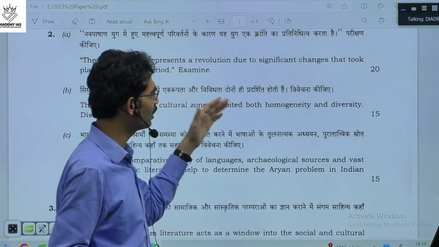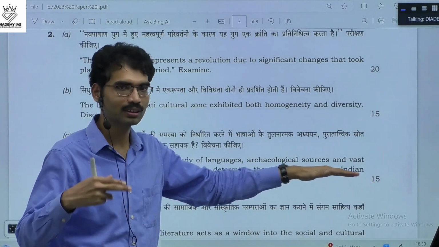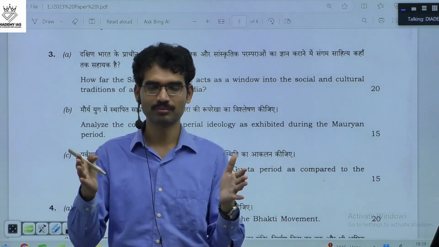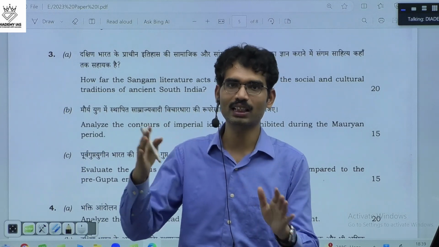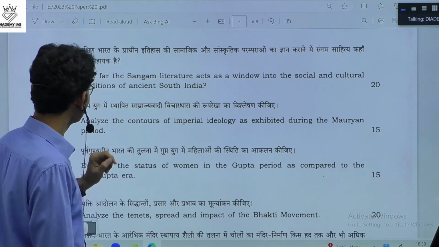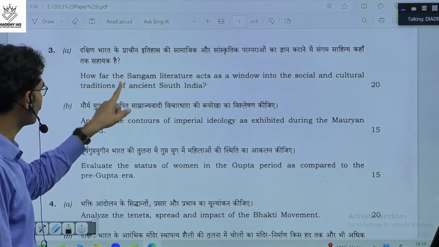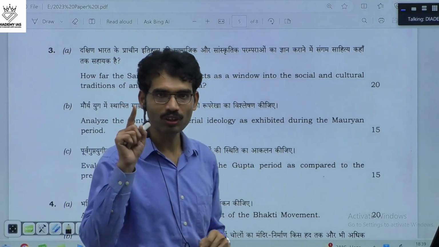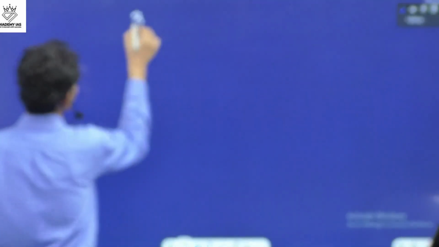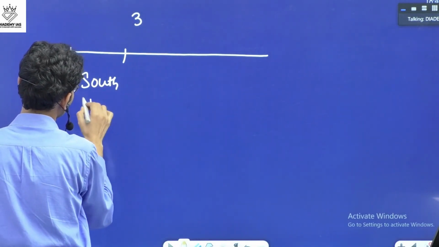Suppose you are not comfortable in prehistory or some other, in Vedic, and by seeing all these things you are not comfortable, then you go for the third question. Now see how the combination is in the third question. Now in the third question also you will find this critical combination. That is why each and every chapter is important. Now see the third question: how far Sangam literature acts as a window into the social and cultural traditions of ancient South India. So one question is about South India, Sangam literature.